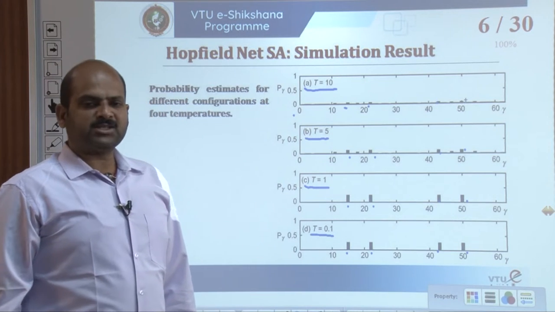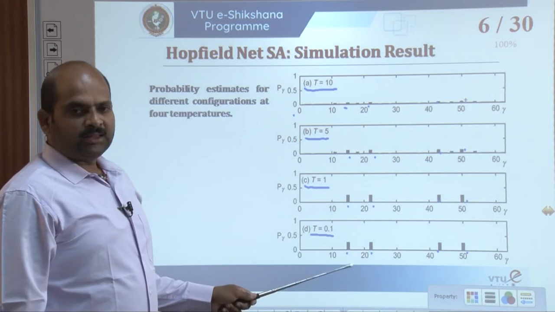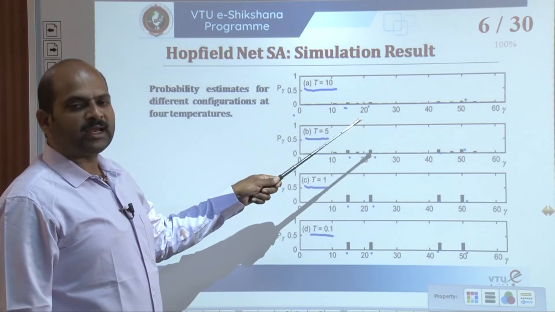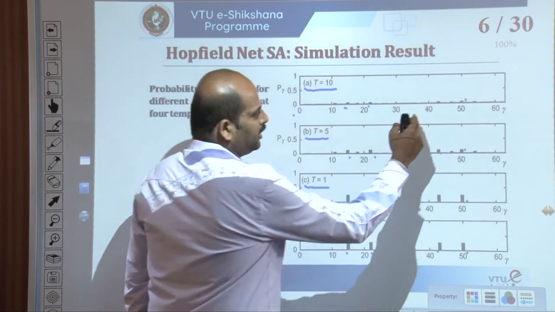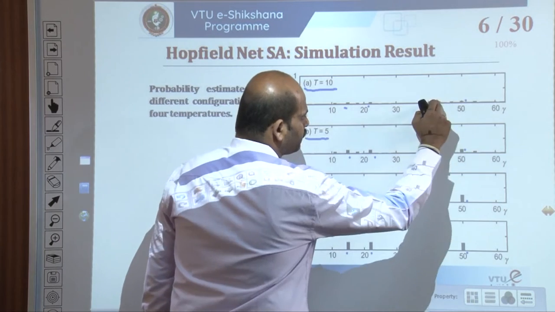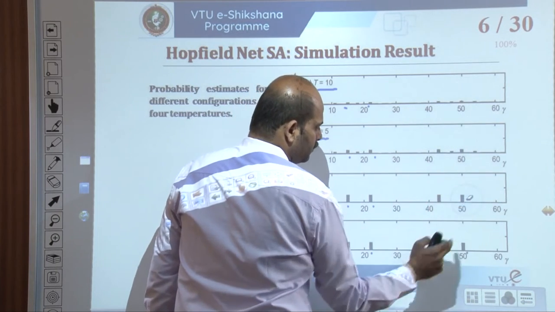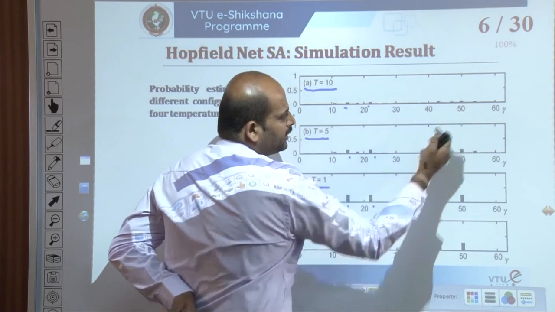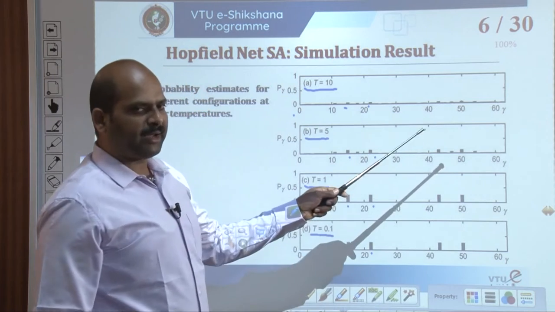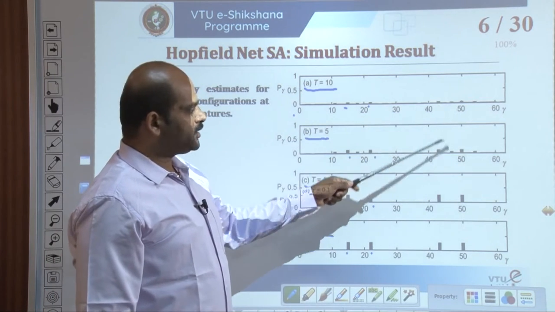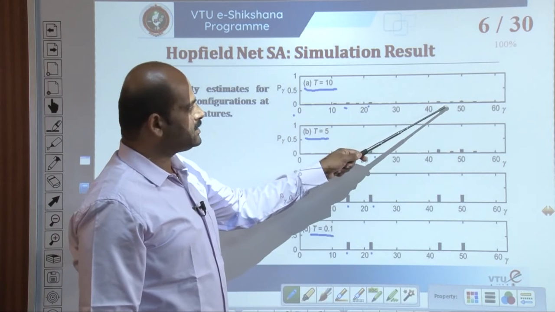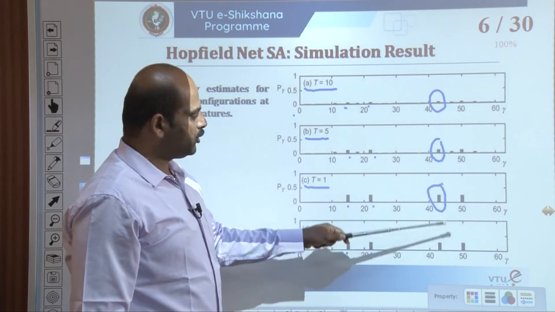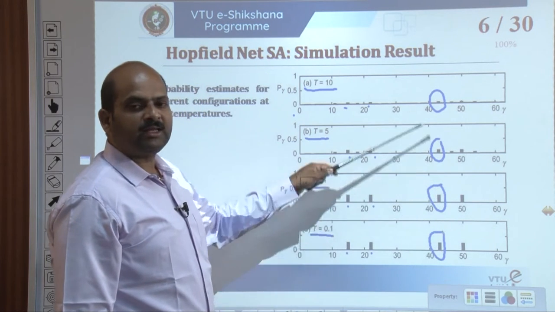However, as the temperature is reduced, the probability of the system being in a lower energy state is going to increase. If you look at the energy levels, they do not remain the same over here. The probabilities remain the same, whereas the energy level differs from one point to another. The energy levels are going to be increasing.